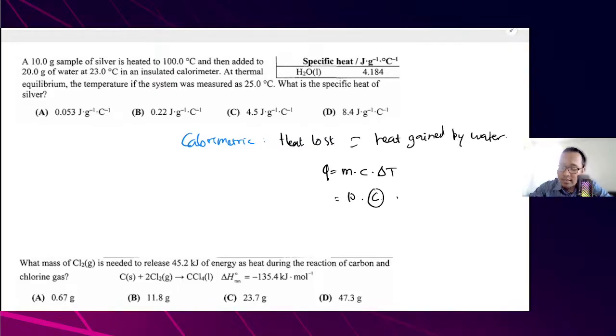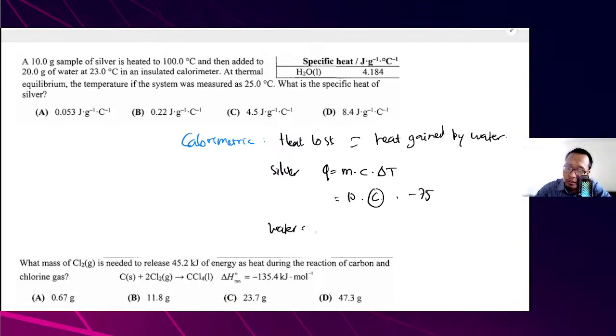As you can see, guys, the temperature from the beginning is 100, and it cooled down, right? So the final is 25. 25 minus 100, so it will be minus 75. This one is for silver. And then how about water?